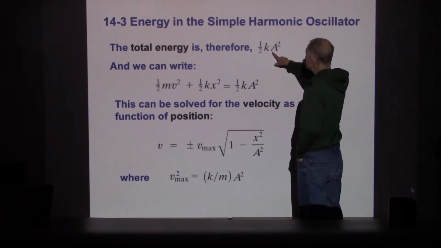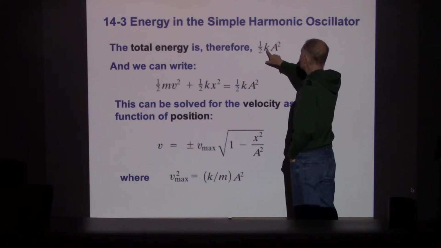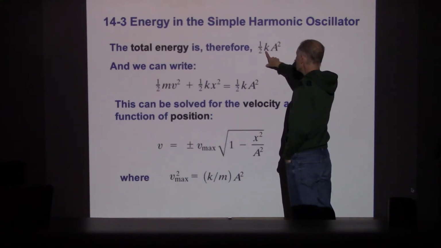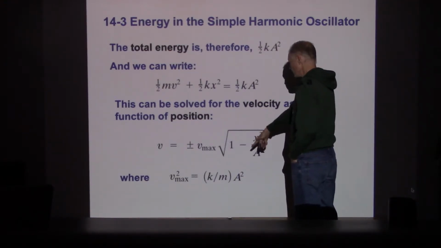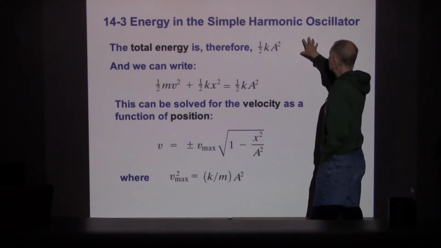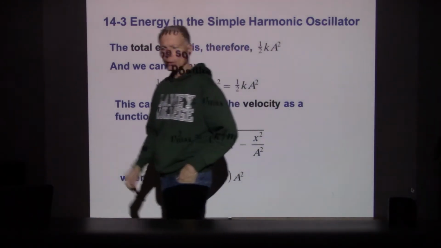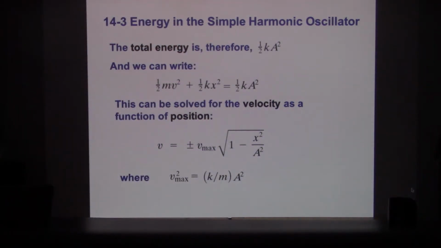Now, we're keeping track of the total energy as 1/2 K A squared, but notice K is equal to m omega squared. That's what they're saying down here. So K is equal to m omega squared. This could be written as 1/2 m Vmax squared. And we'll see that, I think, in some of the examples I've written up.